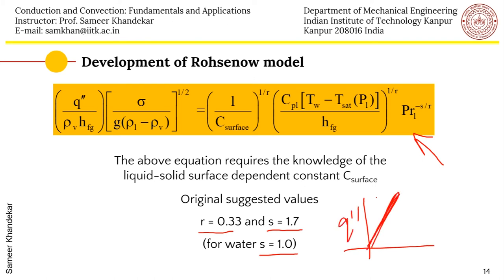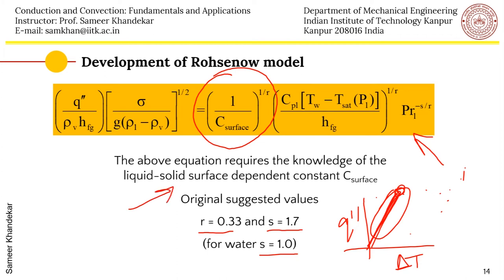because as we have seen, the above equation requires the knowledge of a liquid-solid surface dependent constant, which is the C_sf, and this is a problem with pool boiling, because as we have seen, it depends on the surface morphology. So Rosenau actually suggested a lot of surface correction values depending on what type of material and what type of surface was being pool boiled on. So for example, water on scored copper, water on polished copper, water on emery polished paraffin treated copper, it had different values. So this is one of the limitations of this model.